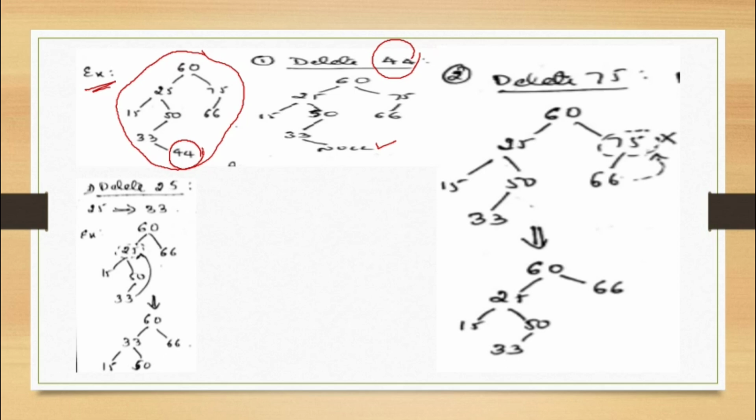Next, after deleting 44, you are going to delete 75 here. So now what to do? You need to refer to the previous diagram. This comes to this. I will mark it here like this. Then this will go to this.